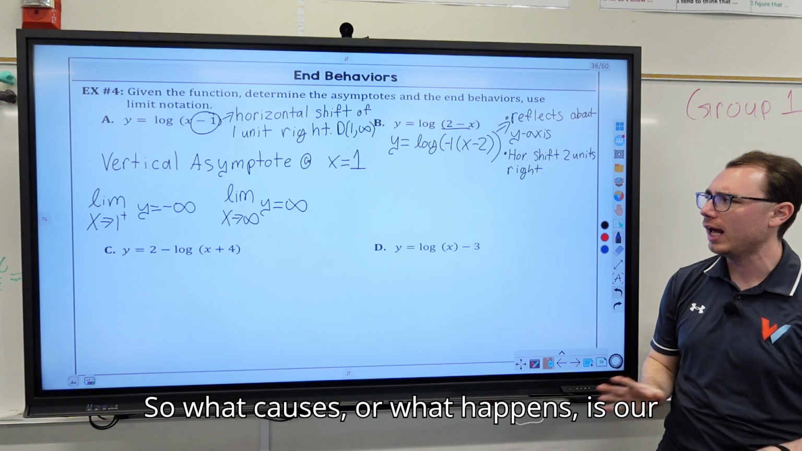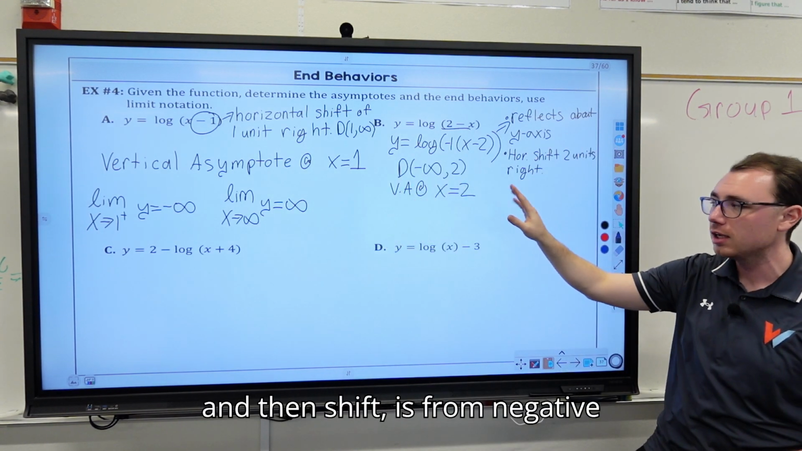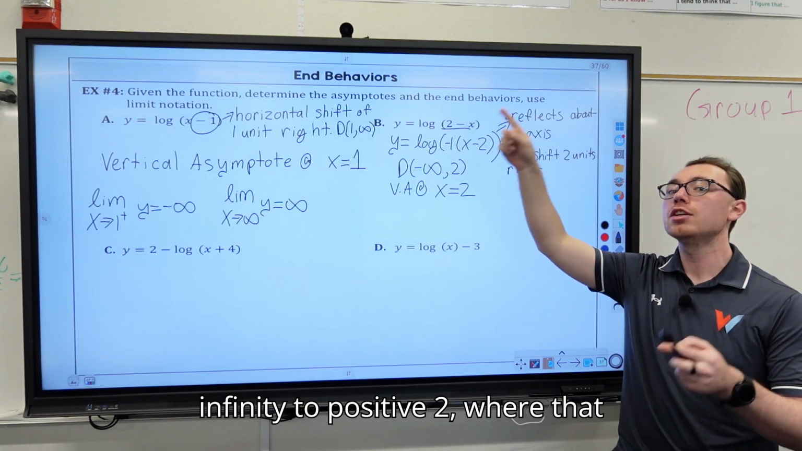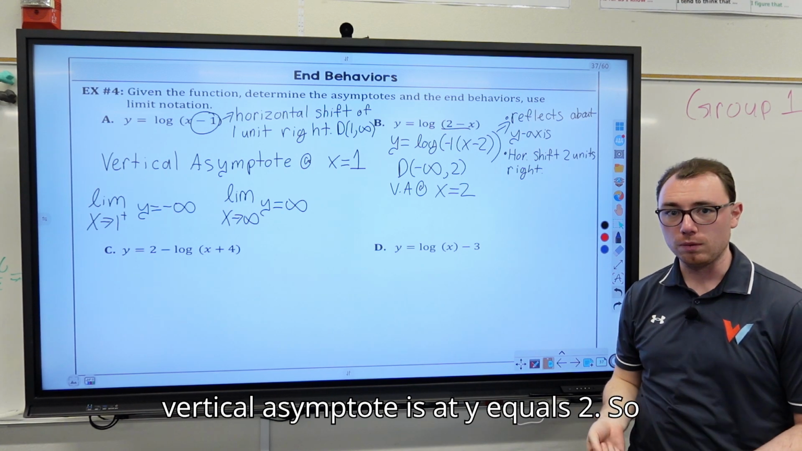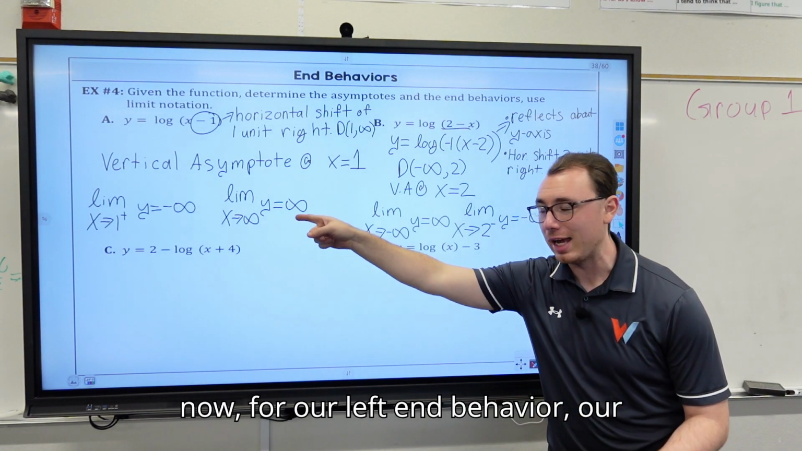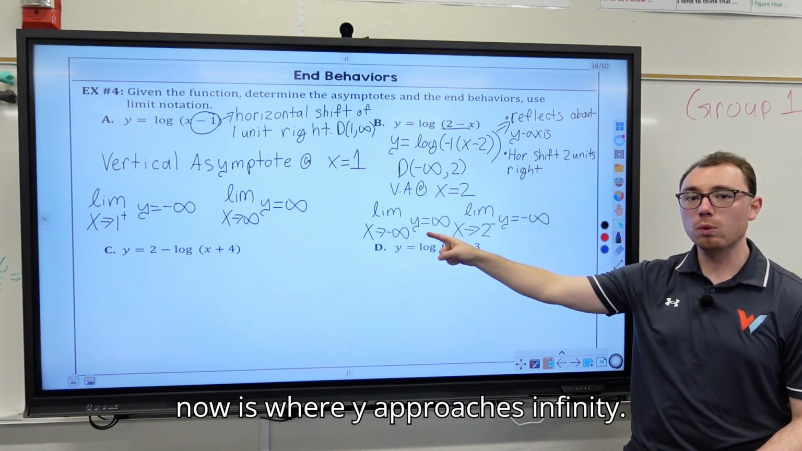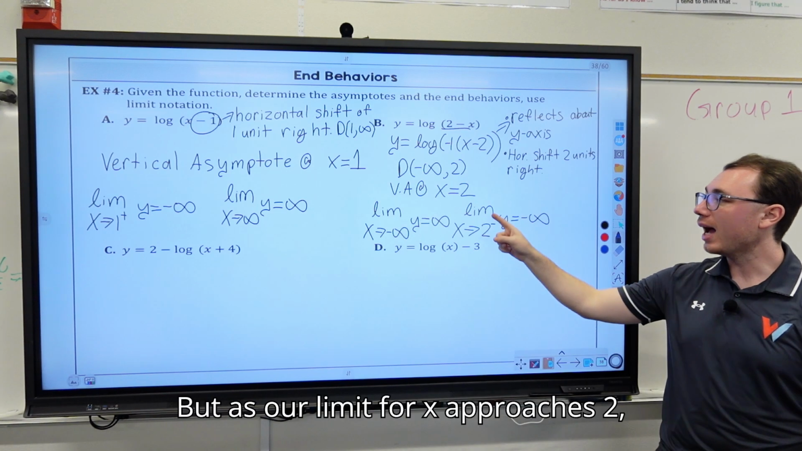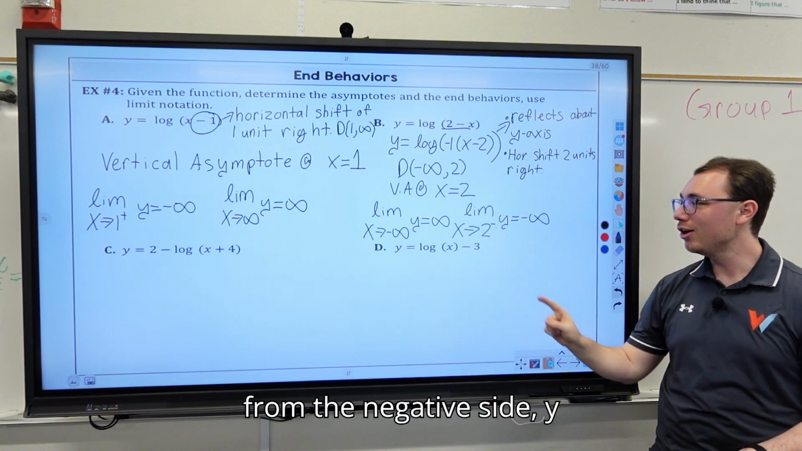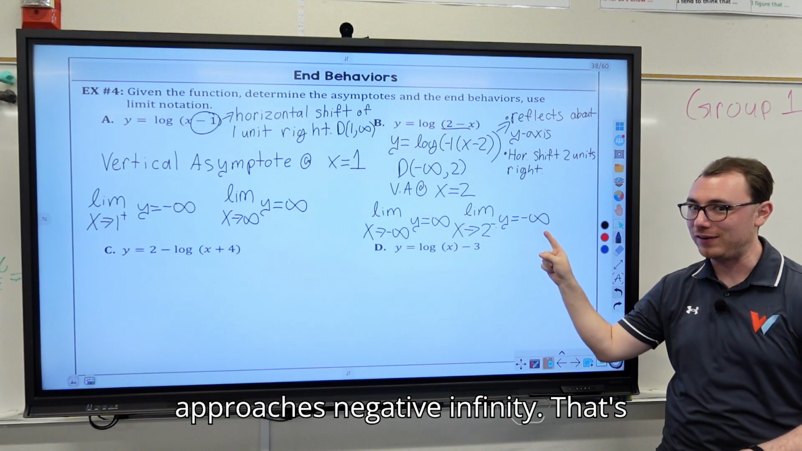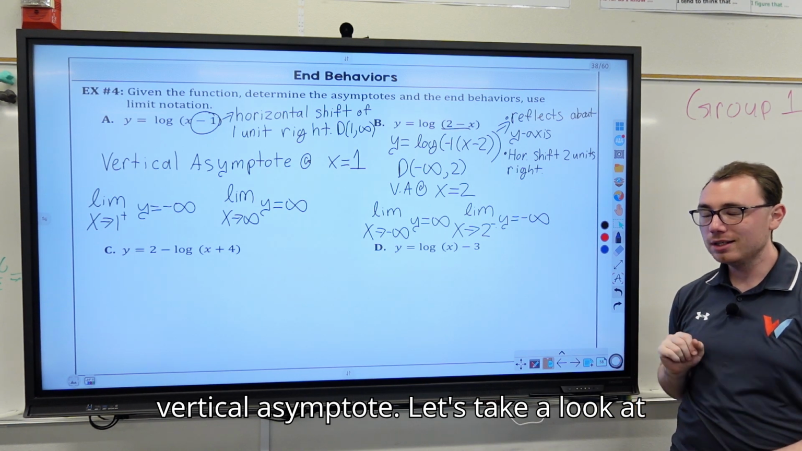So what happens is our domain, since it's reflected first and then shifted, is from -infinity to 2, where that vertical asymptote is at x equals 2. So now for our left end behavior, as x approaches -infinity, y approaches infinity. But as x approaches 2 from the negative side, y approaches -infinity. That's where it's going down towards that vertical asymptote. Let's take a look at part C.